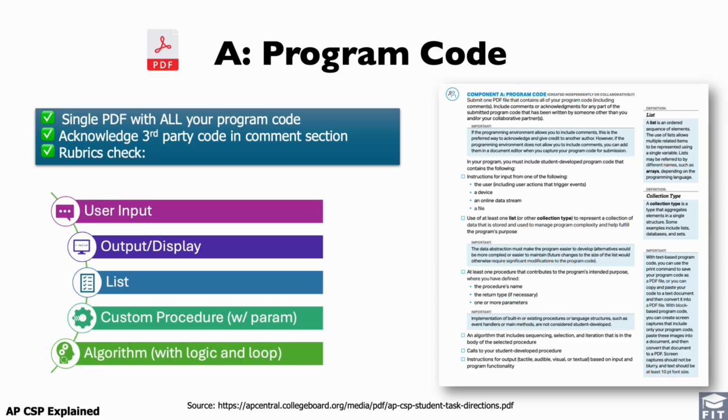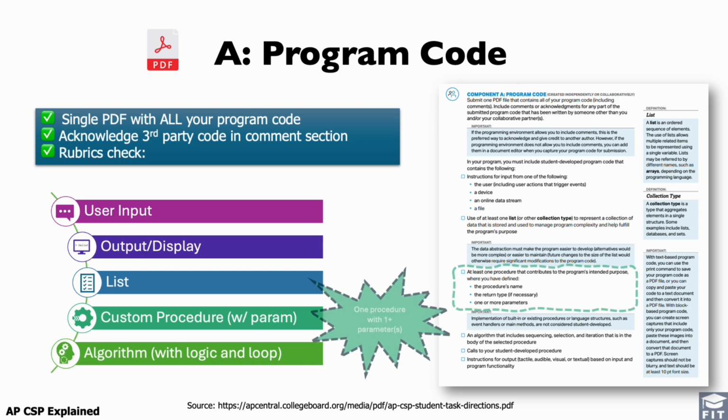Verify that your code demonstrates all required elements: input, output, a list, a procedure, and an algorithm that includes sequencing, selection, and iteration. Ensure your student-defined procedure includes one or more parameters, and that your code calls this procedure with appropriate arguments. Hint: when preparing your program code PDF, arrange your code in the logical order that it executes.